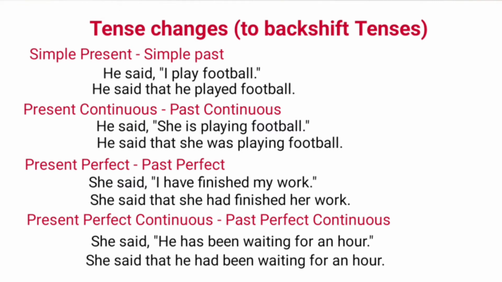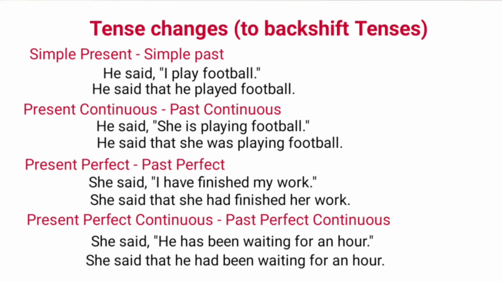First, while changing from direct into indirect speech, simple present tense is changed into simple past tense. Example, he said, "I play football" is changed into he said that he played football. Here play is changed into played. Second, present continuous tense is backshifted to past continuous tense. Example, he said, "She is playing football." Indirect speech is he said that she was playing football. Is playing is changed into was playing.